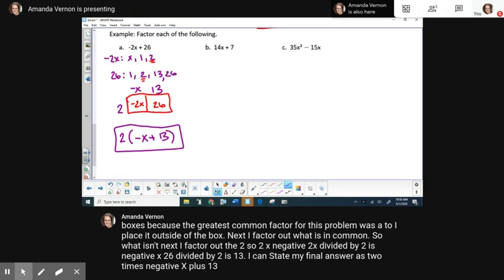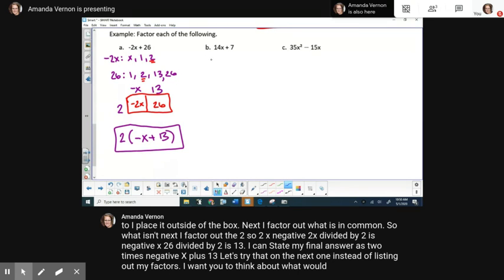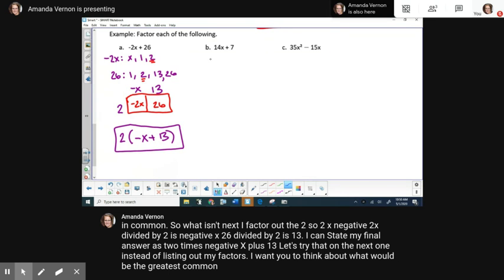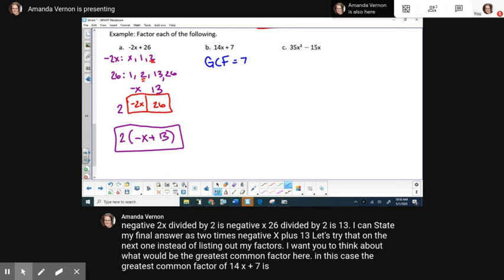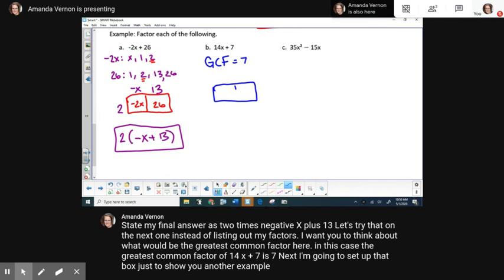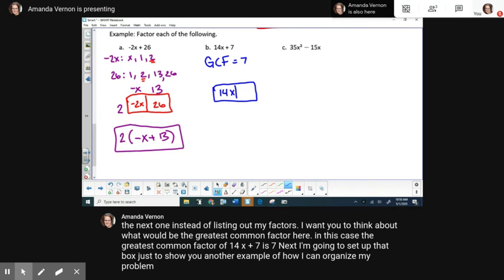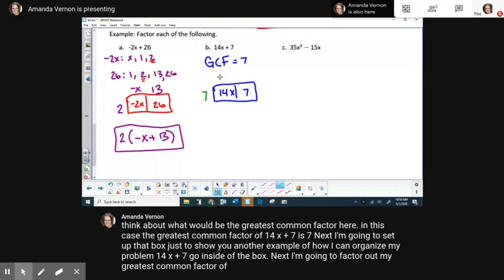Let's try that on the next one. Instead of listing out my factors, I want you to think about what would be the greatest common factor here. In this case, the greatest common factor of 14x and 7 is 7. Next, I'm going to set up that box just to show you another example of how I can organize my problem. 14x and 7 go inside of the box. Next, I'm going to factor out my greatest common factor of 7. This gives me 2x and 1. This factors to 7 times 2x plus 1.